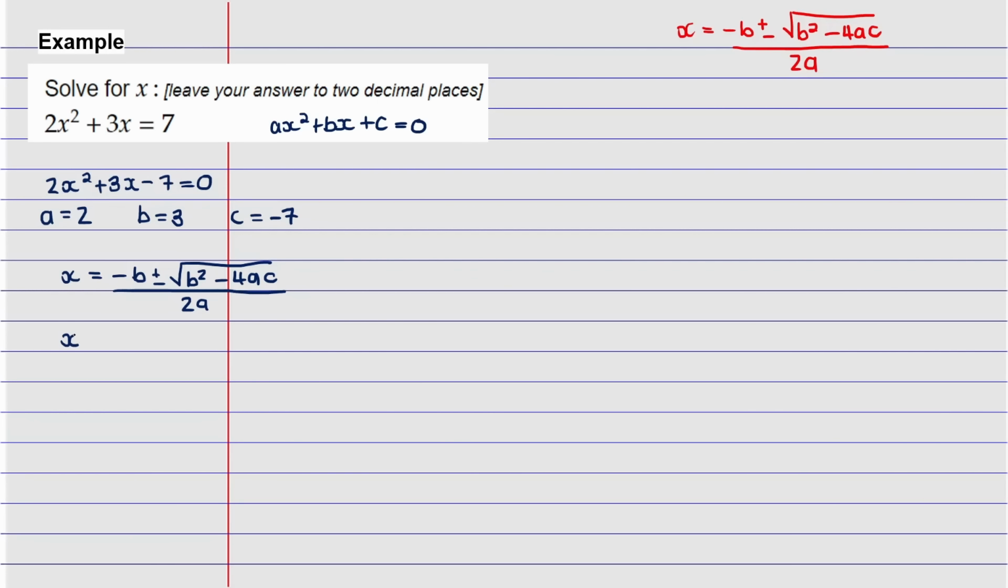So it's going to be x equals negative, then open bracket, always put your numbers inside the bracket. So it's going to be negative, positive 3 here, plus or minus the square root of 3 all squared minus 4 times 2 times negative 7, and this whole thing is going to be divided by 2 times 2. So that's everything that we need.